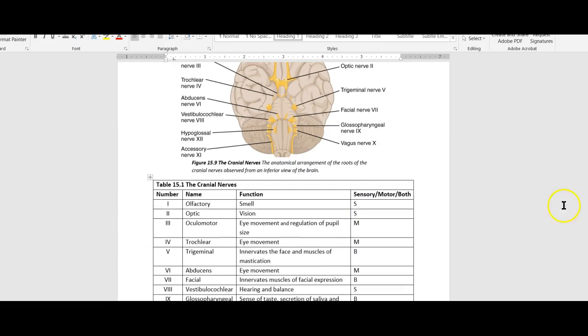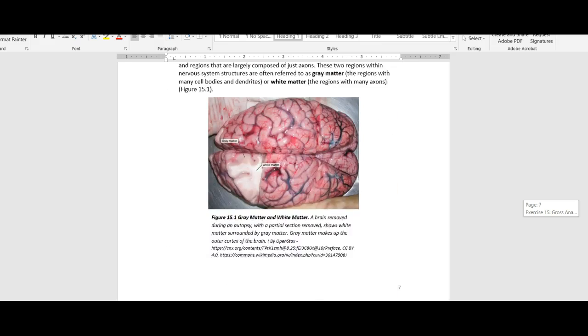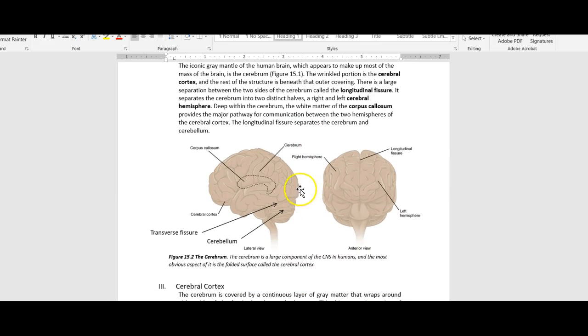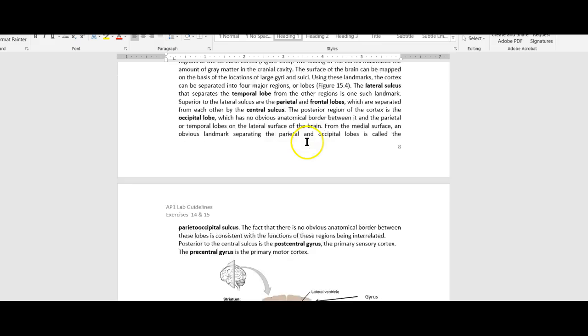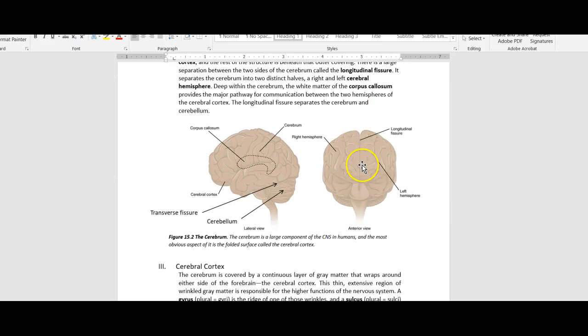If we go up here, these deep grooves, this longitudinal fissure here, runs very deep down into the brain. You can't see from that cross section, but here you can see it goes pretty deep. So the deep grooves in between parts of the brain are called fissures. There's your longitudinal fissure. There's your transverse fissure, which separates the cerebrum from the cerebellum.